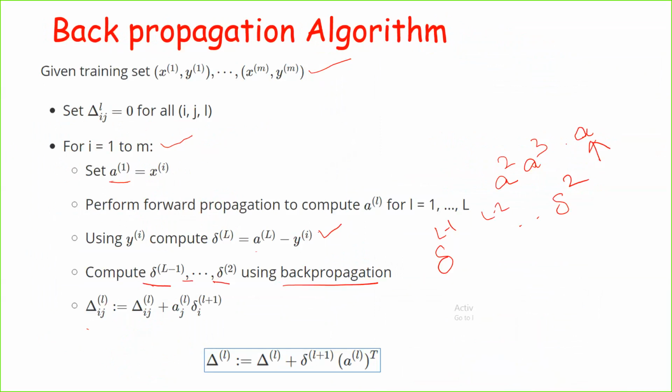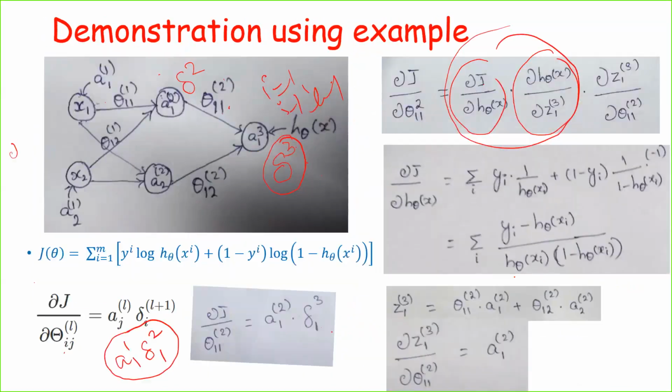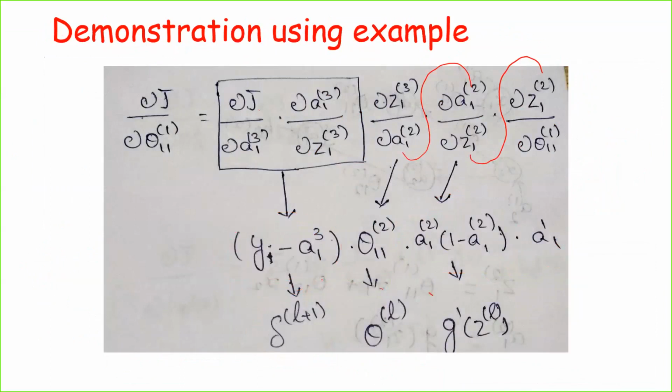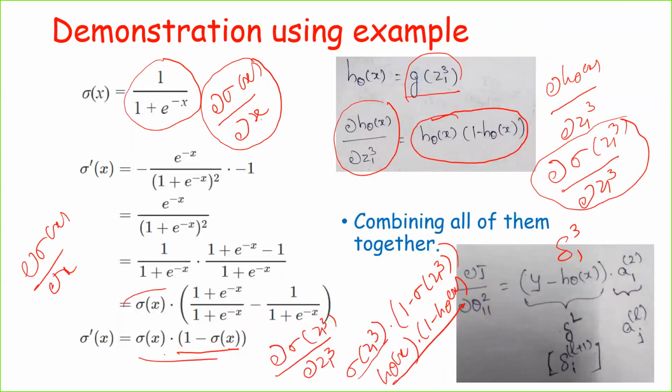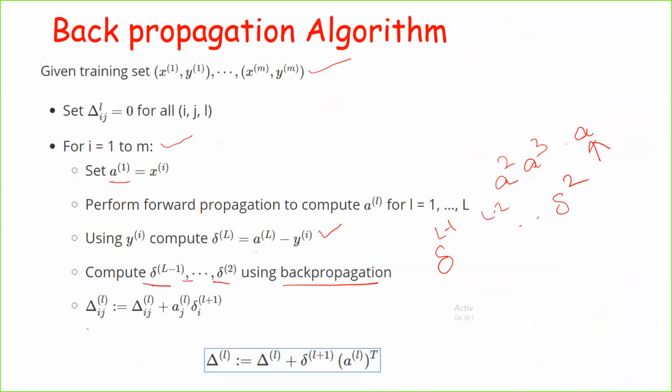How that is computed is also mentioned here. The delta L is theta L transpose times delta L plus 1 times Z dash of ZL. This is what you are doing now here. The whole thing is delta 2 only, times A11. That's what you're doing, right? That's why I'm saying that if you compute this, you will avoid all the redundant calculations. You just make a connection between everything.